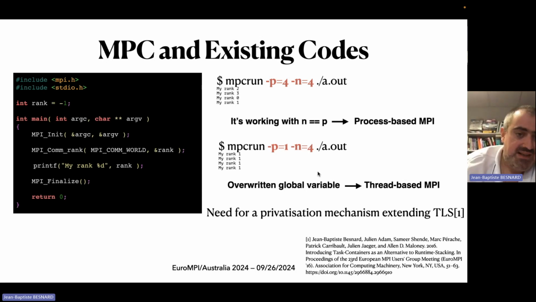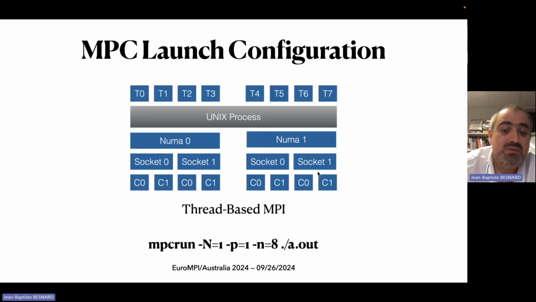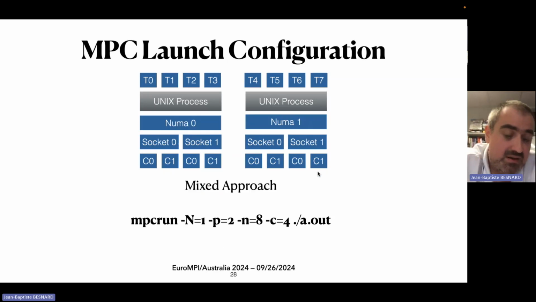So this is what MPC does to run, and this allows us to launch MPI processes in various configurations. Here you have the process-based case, meaning one Unix process per MPI process. In MPC, we call them MPI tasks, not to make the mistake with what is a process, but that is another story. So here we have an equal number. Of course, we can run a single Unix process for multiple MPI processes, so one process per node. And we can do a mix of both: two processes, so one per NUMA node, with MPI tasks inside.